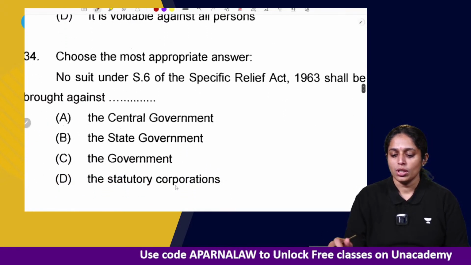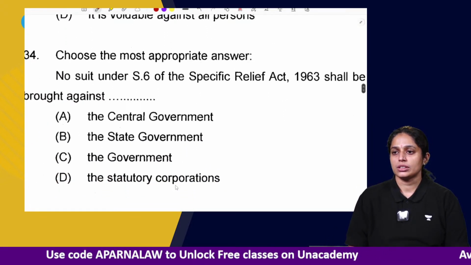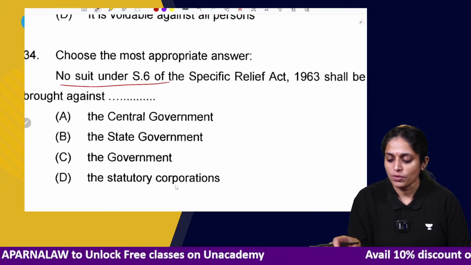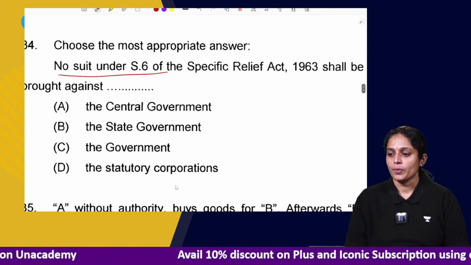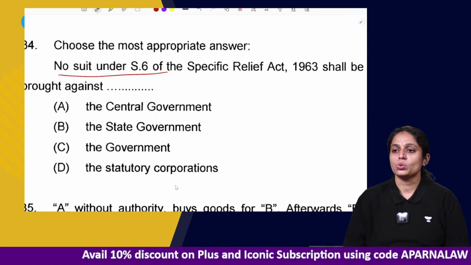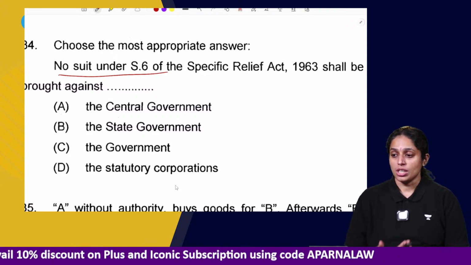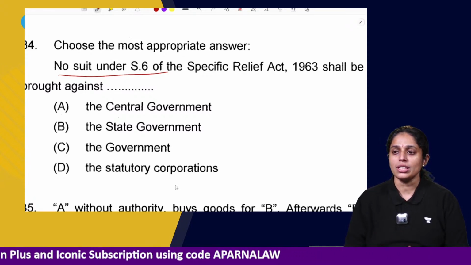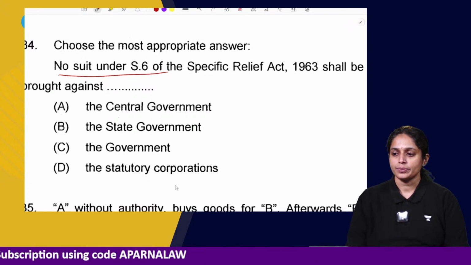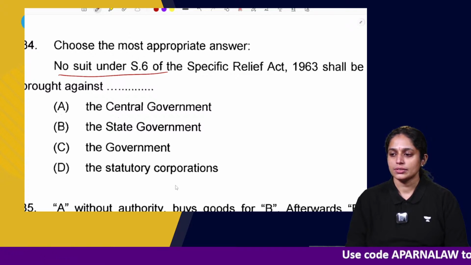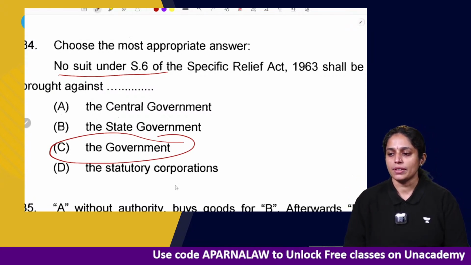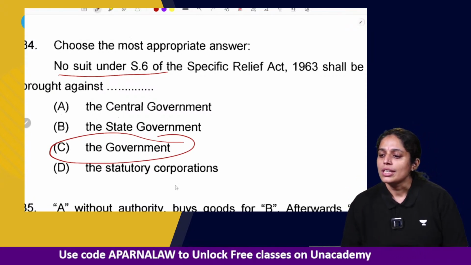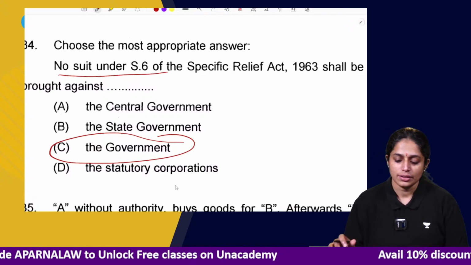Next question, 34th. Choose the most appropriate answer. No suit under section 6 of the Specific Relief Act 1963 shall be brought against whom? Whether there is a bar on a suit against the central government, state government, any government, or the statutory corporations. Yes, it is the government, any government, as per section 6 of the Specific Relief Act. Yes, Meer and Aarti. Yes.